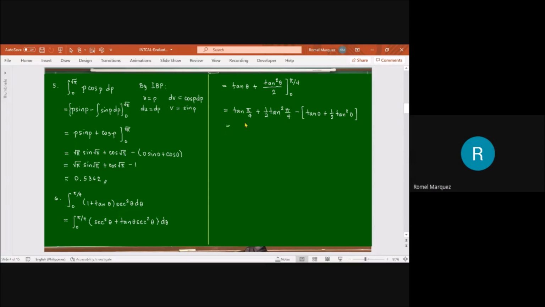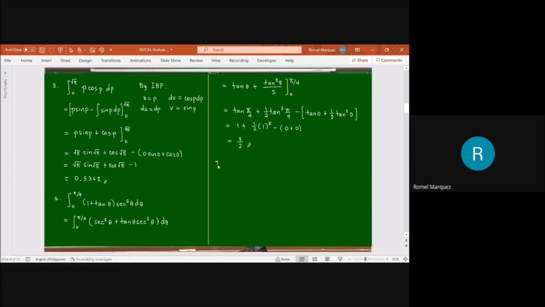What is this equal to? 1 plus 1/2 times 1, that is the tangent of pi over 4, then square it, minus tangent 0 is 0, so therefore everything is 0. Okay? So this is equal to 3/2. Am I correct, guys? See? It's very easy. Is that clear, guys? So let's have some more.